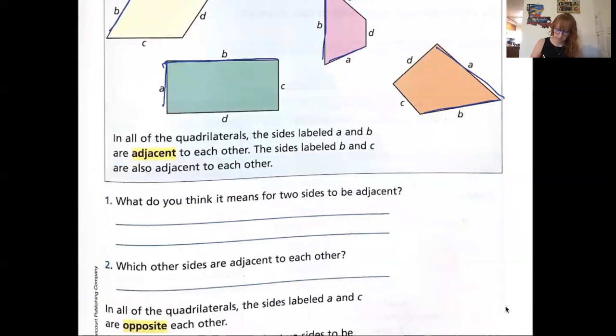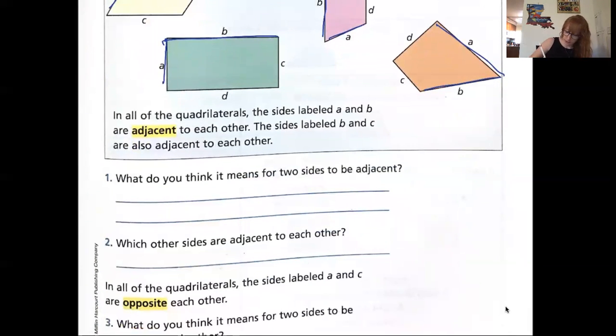So we would say, for number one, what do you think it means for two sides to be adjacent? We would say that they touch and form a vertex. Okay.